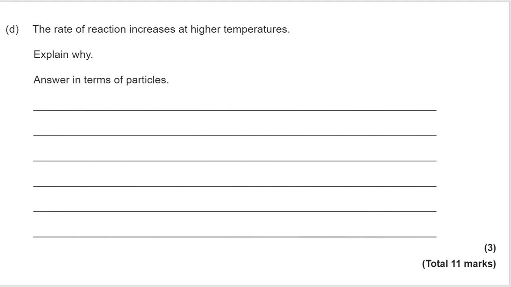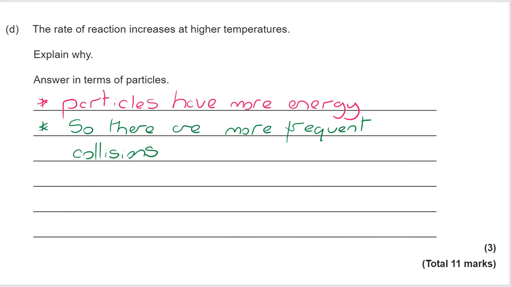It actually, every 10 degrees Celsius will double the rate. At high temperatures, particles have more energy. Now that means there are more frequent collisions. There will be more collisions per second. But that isn't the only impact.